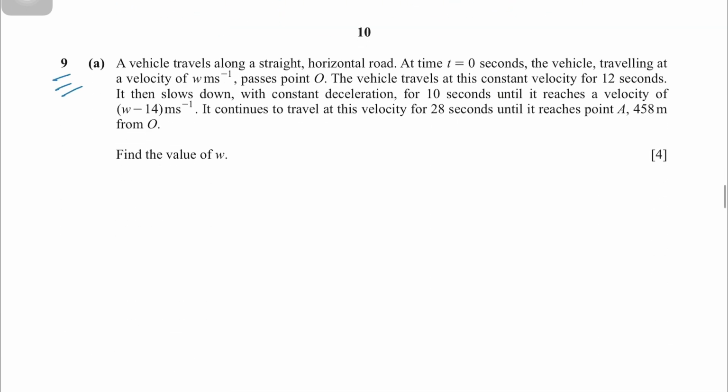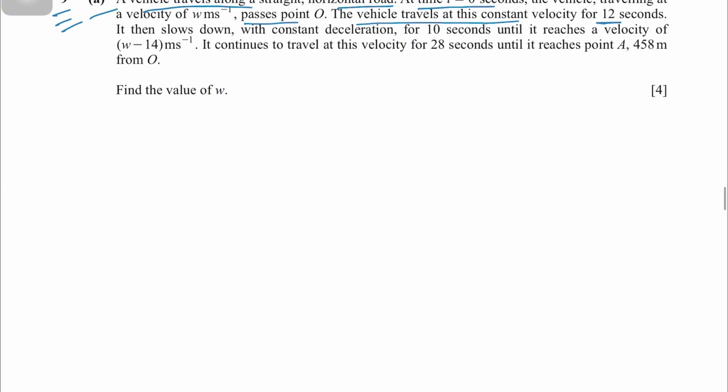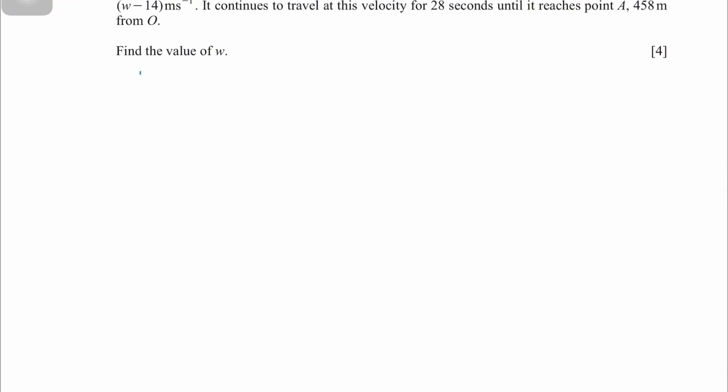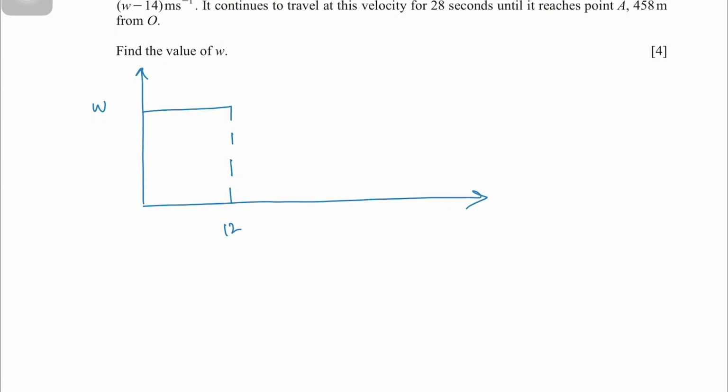Moving on, we have our question 9. A vehicle travels along a straight horizontal road. At time t equals 0, the vehicle travelling at a velocity of w meters per second passes point O. The vehicle travels at this constant velocity for 12 seconds. Let's first draw a graph. So it's moving at w for 12 seconds. Just prolong it.